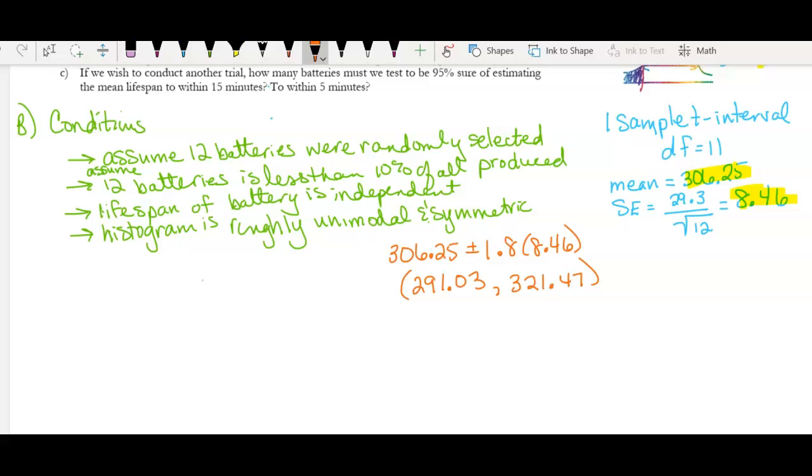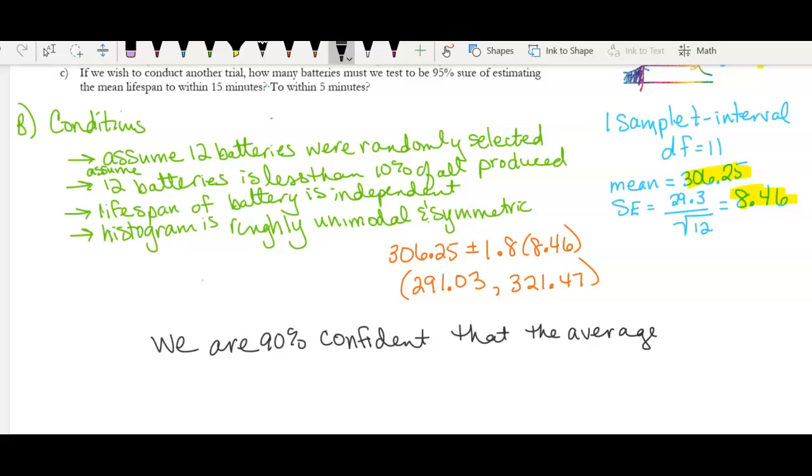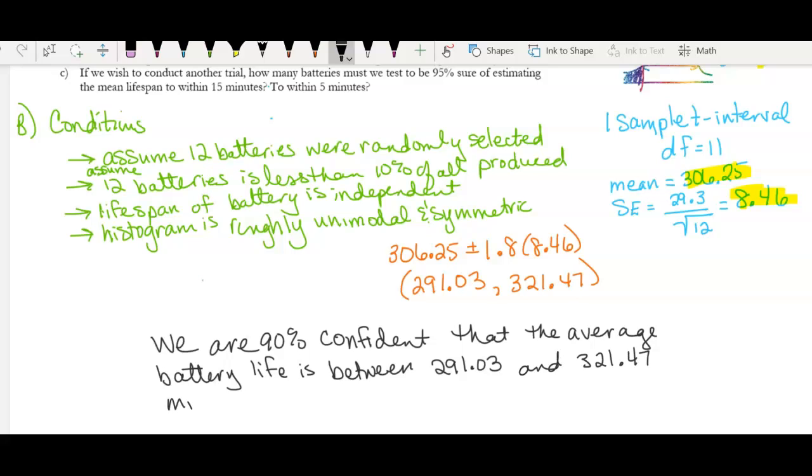Now we need to interpret it. So last color, let's go to black. We are 90% confident that the average, because mean is average, battery life is between 291.03 and 321.47 minutes.